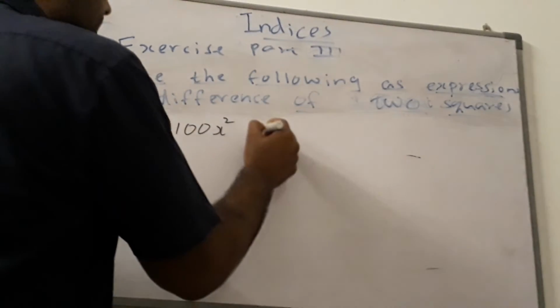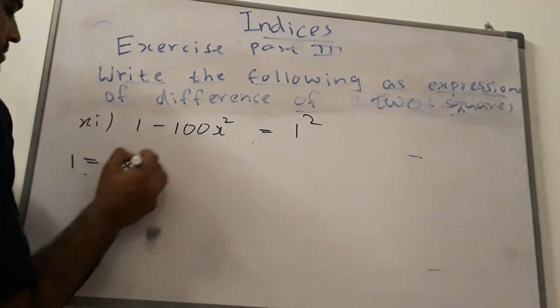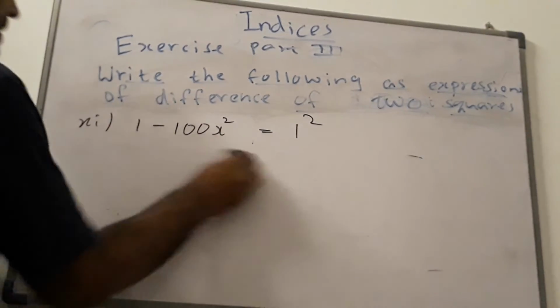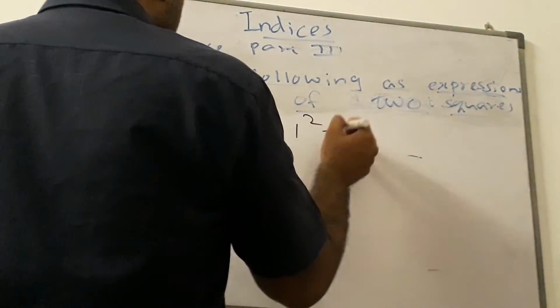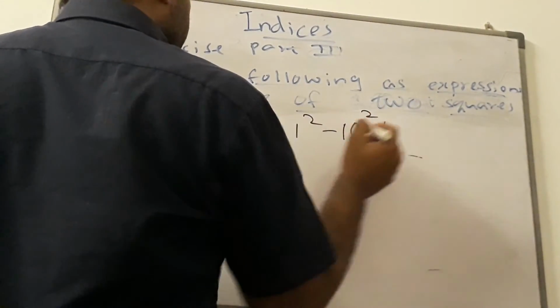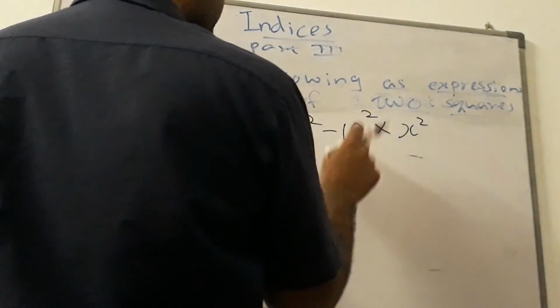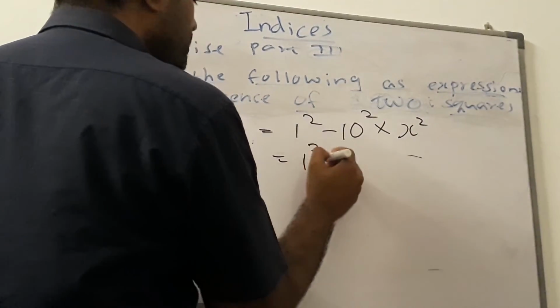Okay, 1 can be written as 1 squared. 1 is equal to 1 times 1, so we can write 1 as 1 squared here. And 100 means 10 squared. 10 times 10 is 100. So 100 can be written as 10 squared, and 100x squared can be written as 10 squared times x squared. Instead of 100 I write 10 squared times x squared. We keep the 1 squared the way it is.